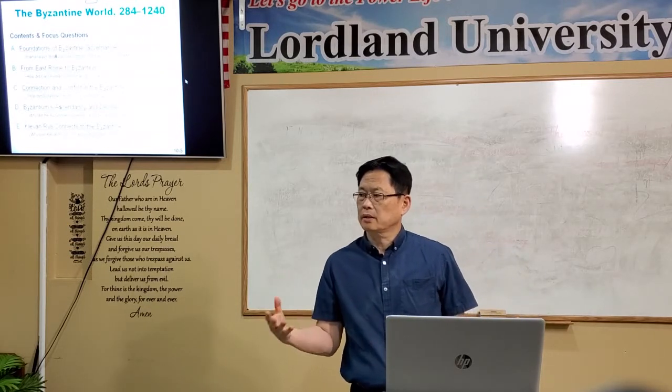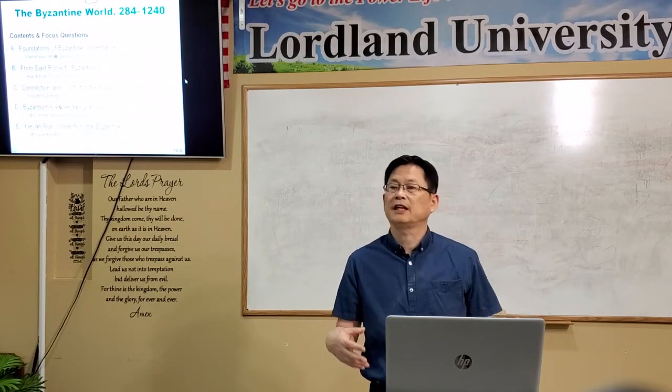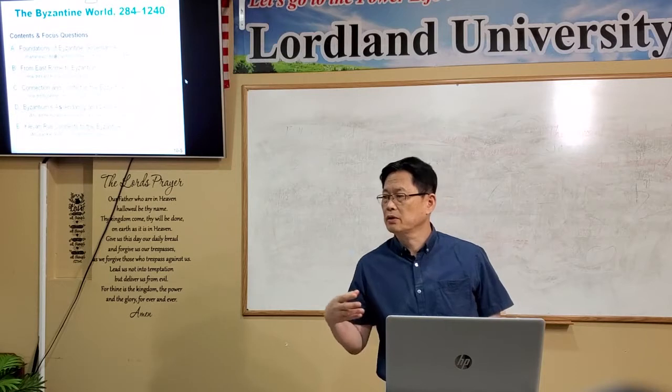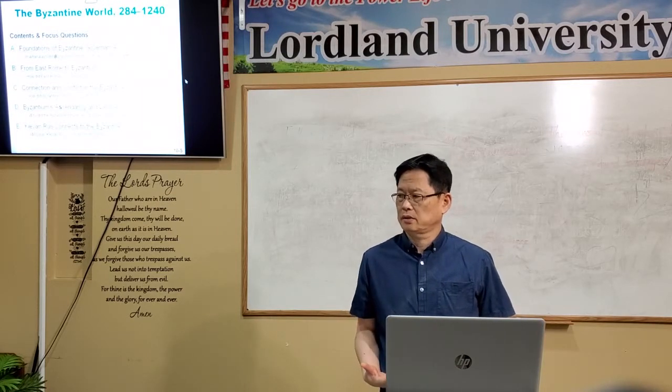Today, current Russia starts from the Kievan Rus. Kievan Rus was the homeland of current Russia.